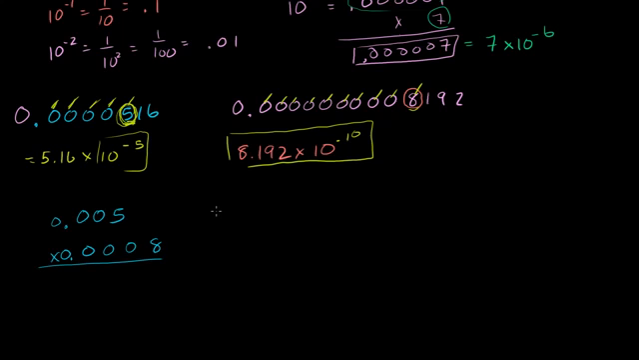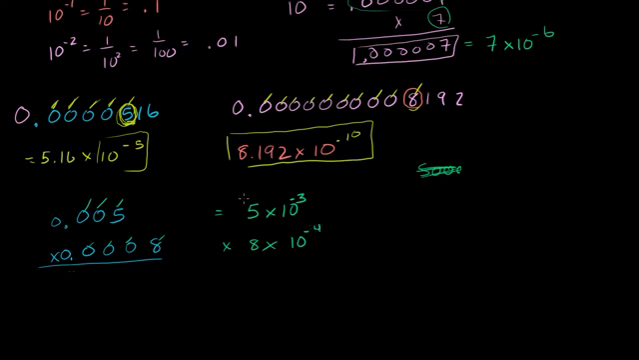This guy can be rewritten as 5 times 10 to the what? I have 1, 2, 3 spaces behind the decimal, so 10 to the third. Sorry, this is 5 times 10 to the minus 3. That's very important. 5 times 10 to the 3 would have been 5,000. Be very careful about that. Now, what is this guy equal to? This is 1, 2, 3, 4 places behind the decimal, so it's 8 times 10 to the minus 4.